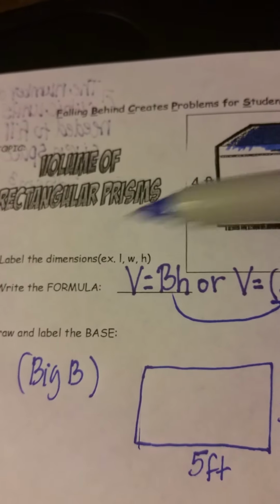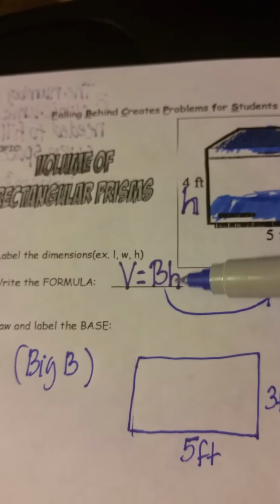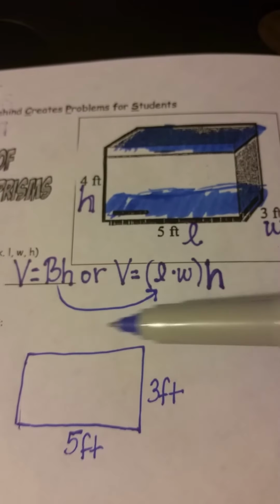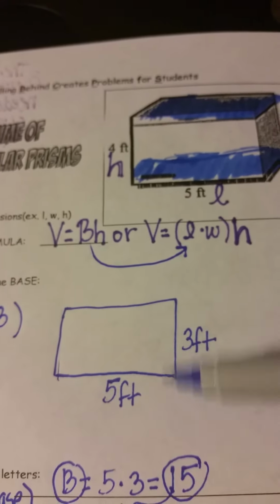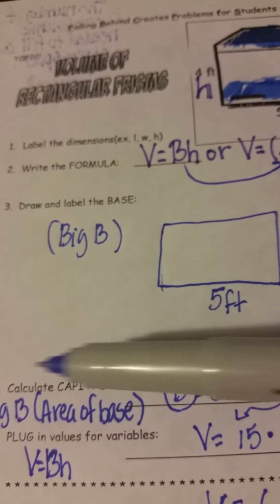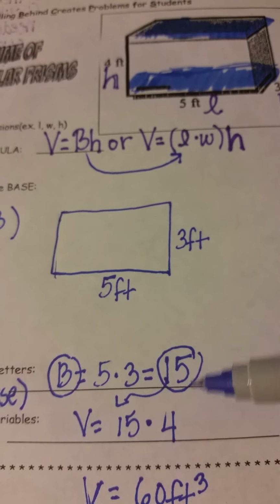Okay. So to run back through our steps, label the dimensions. Write down our formula. I broke down big B, which is the area of the base. The next step was to draw and label the base, which is big B. So I drew my rectangle. I labeled it. The next step was to calculate the capital letters, which was big B, which is the area of the base, which was 5 times 3.